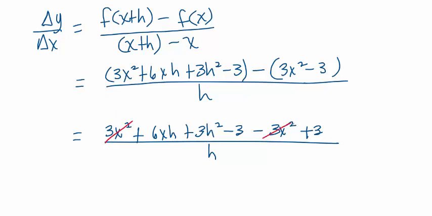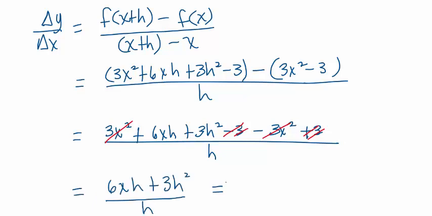Okay, 3x squared minus 3x squared is 0, and negative 3 plus 3 is 0. And so we have 6xh plus 3h squared divided by h. And then h divides evenly into both terms in the numerator, so we're left with 6x plus 3h.